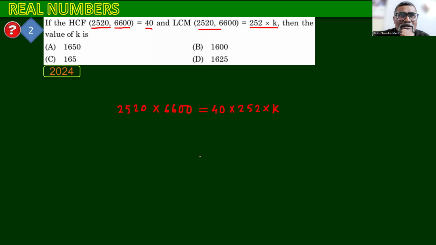Now here let me tell you, dear students, many students commit a big mistake. Because they try to multiply all these and then divide. Don't do this. This is foolishness. It will take a lot of unnecessary time. Don't do any multiplication, right? So simply, K is 2520 into 6600 divided by 40 into 252. Do this.